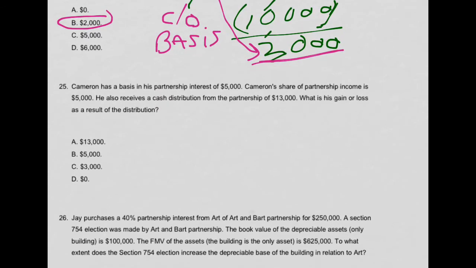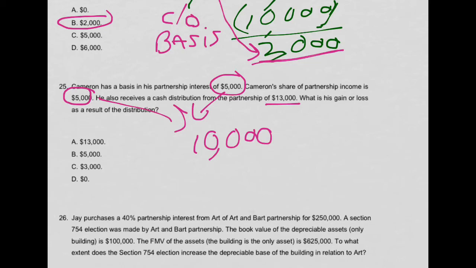Cameron, number 25, has a basis in the partnership interest of 5. His share of partnership income is 5. He also gets a cash distribution of 13. What is his gain or loss? So let's see, do the math. 5 and 5, these two amounts add to his basis, giving him 10.